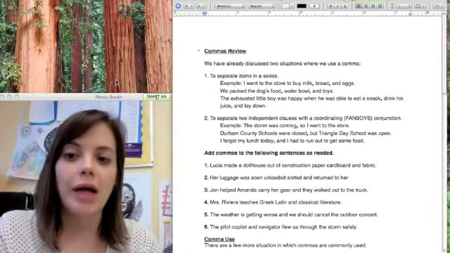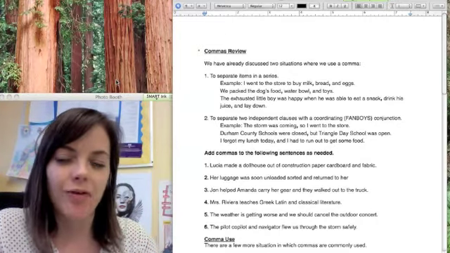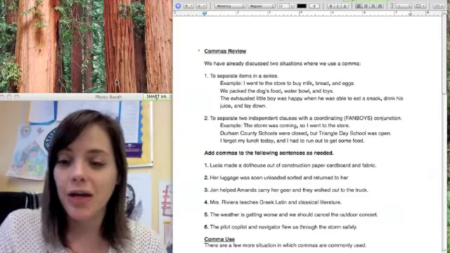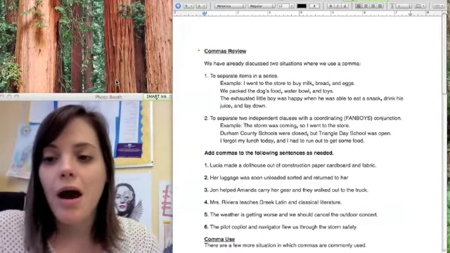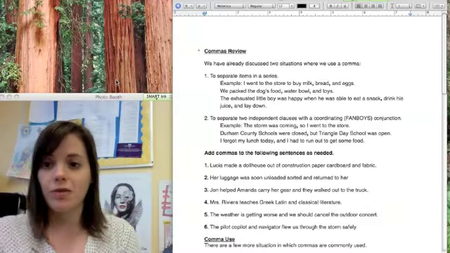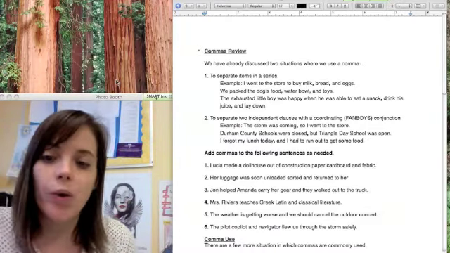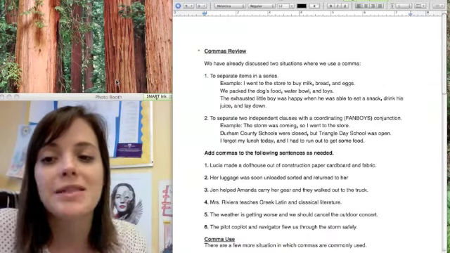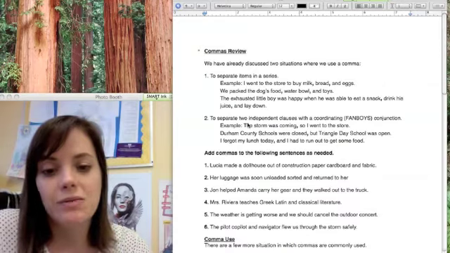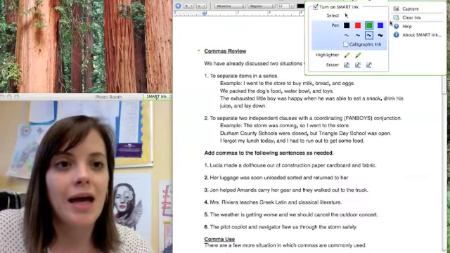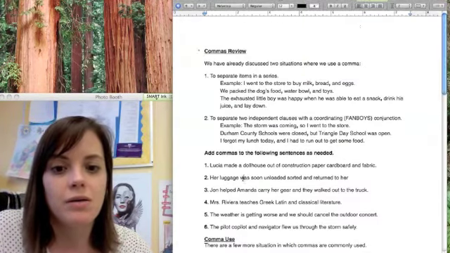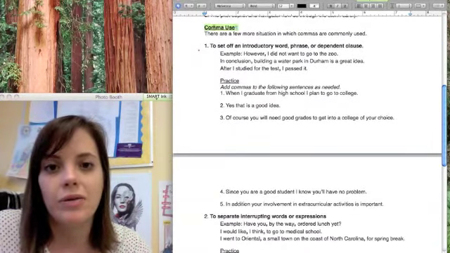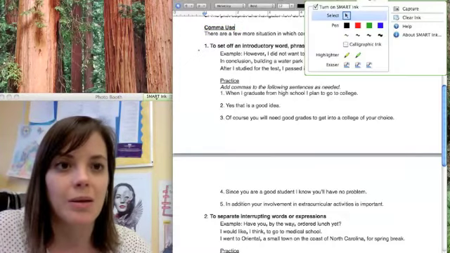We already reviewed a couple ways that we have already talked about using commas, mainly when we list items in a series, or when we have two independent clauses that we're joining together with the FANBOYS. But those are not the only situations where we want to use commas, so I wanted to talk about two more common situations where we might see commas. Go ahead and scroll down your paper, until you see where it says comma use in bold and underlined. That's where we're going to be starting back up.